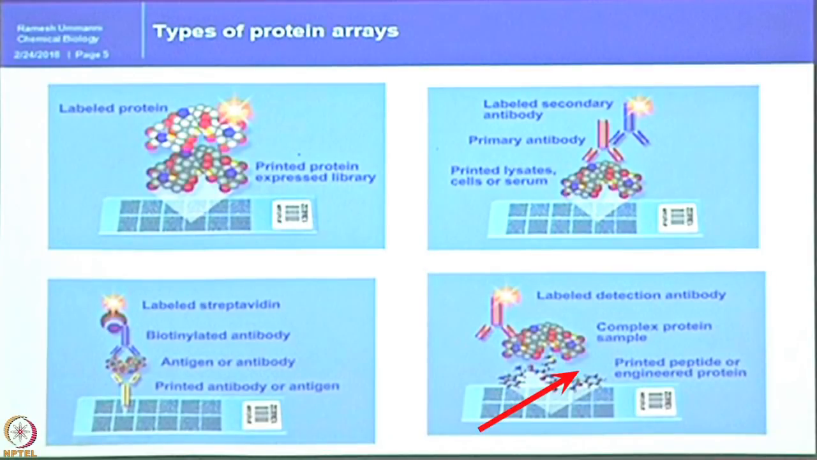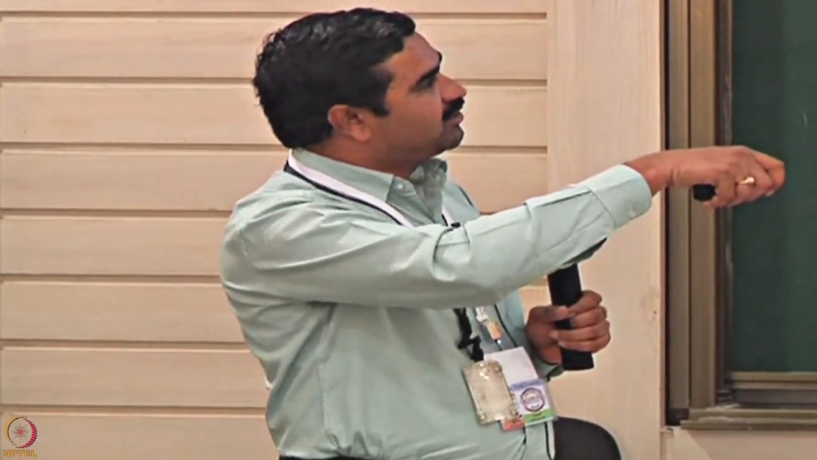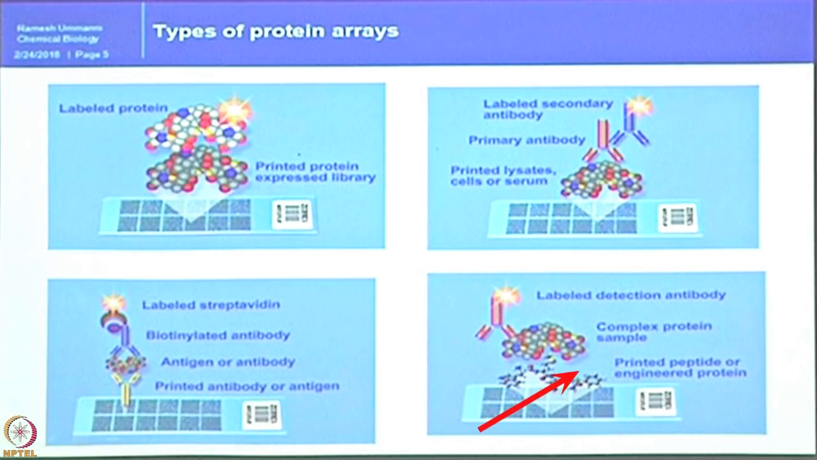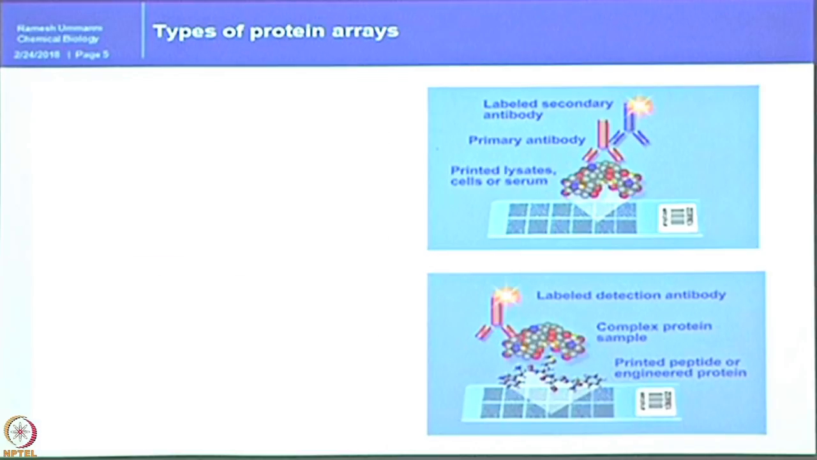Here you can make peptides, small peptides or engineered proteins, like Sanjeeva explained this morning. You can spot them here, and you can also take a complex mixture of proteins already pre-labeled and add that mixture to the slide. Those proteins which have affinity towards these peptides or engineered proteins will bind. So more or less these two cartoons explain a similar approach, but there is a little difference here. Here the printed protein, the full length protein, is spotted, while here only peptide is spotted. The difference is here. You can also use this approach for epitope mapping.